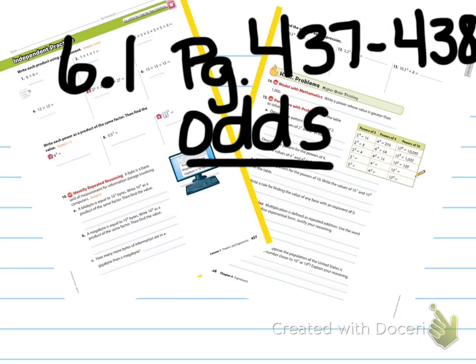All right, I'm going to go over some of the answers for 6.1, page 437 through 438, the odds. Your answers are in your selected answers key. If you got any of them wrong, you can look through, and these are the ones that I worked out. So if you need to fast forward to the ones that you need to watch, please do so. And I'll show you the answers now.